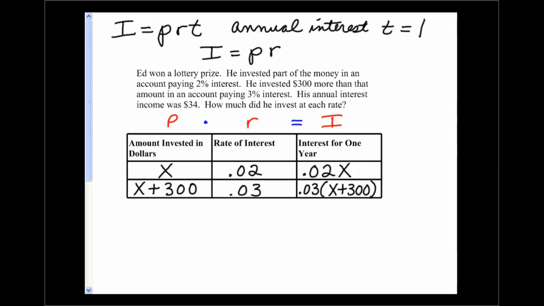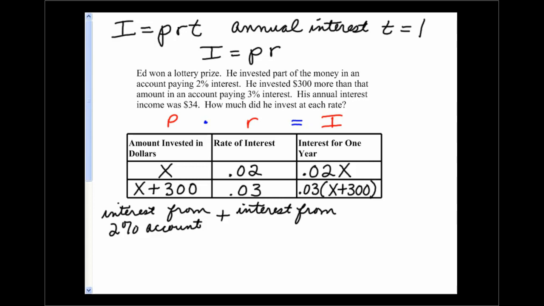So what we need to do here is take the interest from the 2% account, add that to the interest from the 3% account, and that will equal the total interest.